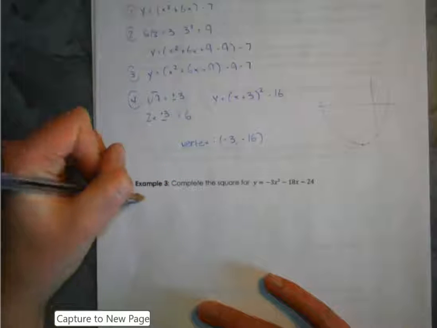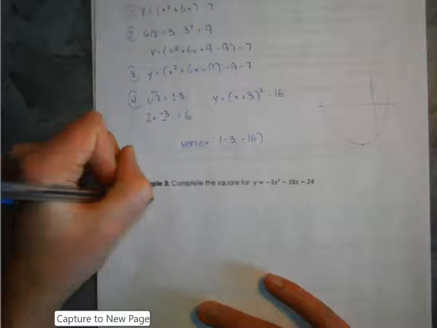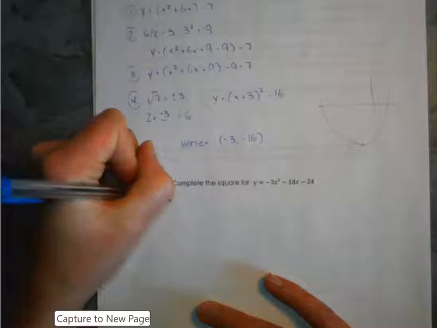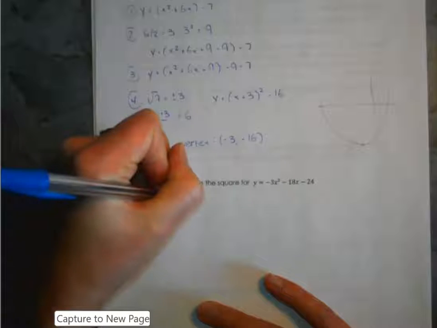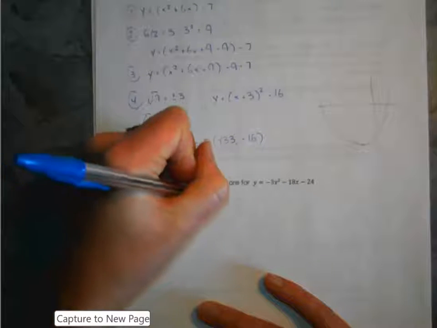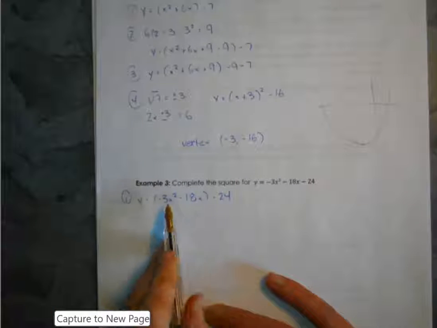So first step is exactly the same. We're just separating things out. y equals bracket -3x² minus 18x, close the bracket, minus 24. Okay, so we've isolated these first two.